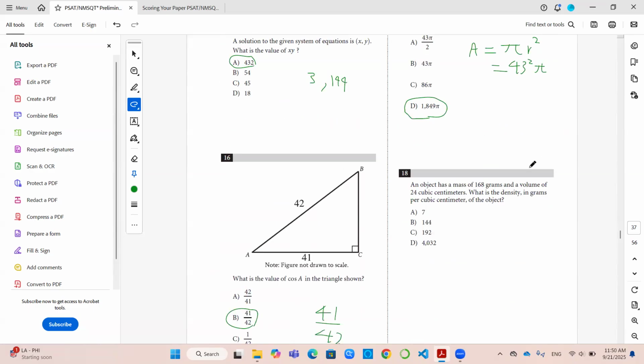An object has a mass of 168 grams and a volume of 24 cubic centimeters. What is the density in grams per cubic centimeter of the object? So density is mass per volume. So we have 168 divided by 24. What is 168 divided by 24? That is 7. So A is the correct answer.